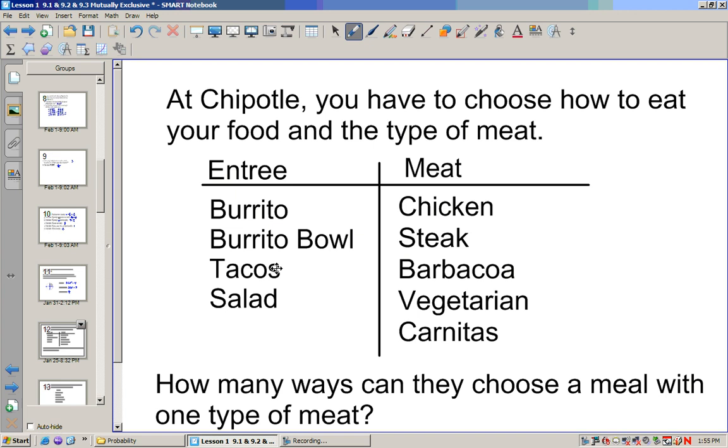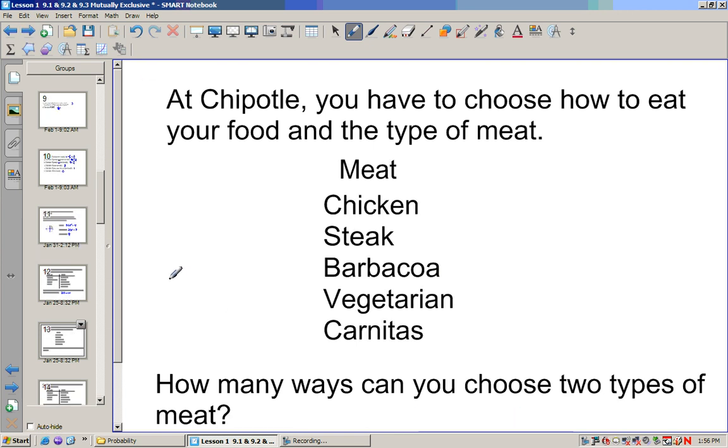So say we eat at Chipotle. At Chipotle, you have to choose how to eat your food and then a type of meat. So you have an entree, so burrito, bowl, tacos, or salad, and then you have a type of meat. How many different ways can you choose a meal with one type of meat? There's 4 here, so I could do burrito chicken, burrito steak, burrito barbacoa, and so on. So there's 5 for burrito, 5 for bowl, 5 for tacos, and 5 for salad. So 5 plus 5 plus 5 plus 5, or 4 times 5, would get you 20. So there's 20 different ways.